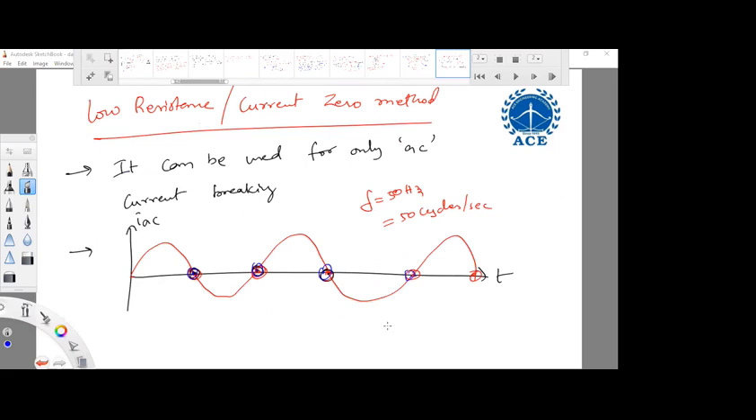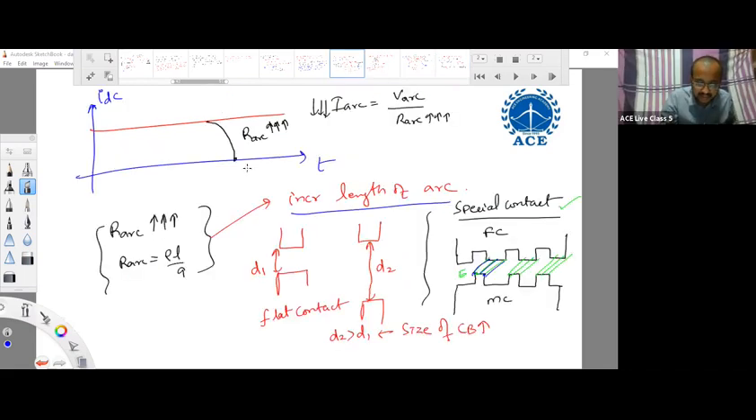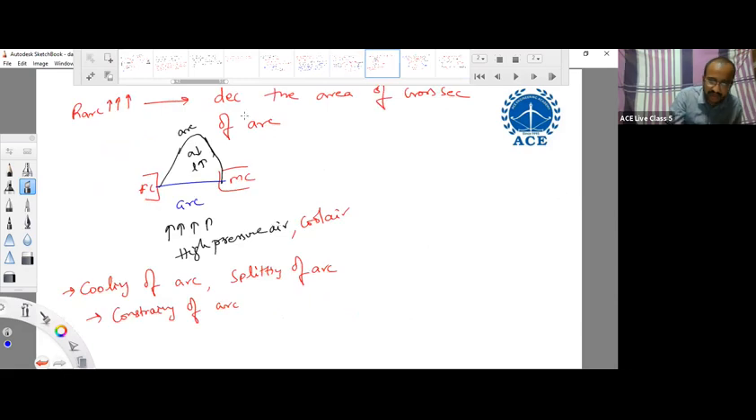Okay, sir, but cooling the arc, increasing the length of arc, how can you increase the resistance of the arc? If you increase the length, arc resistance increases. If you decrease the area of cross section, arc resistance increases. So here you are increasing the length of arc. Next I have shown increasing the resistance of arc by decreasing the area of cross section.